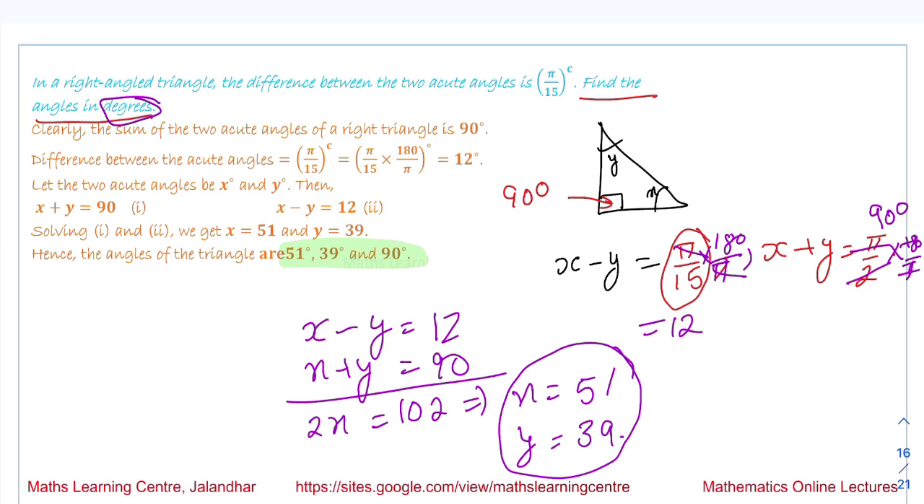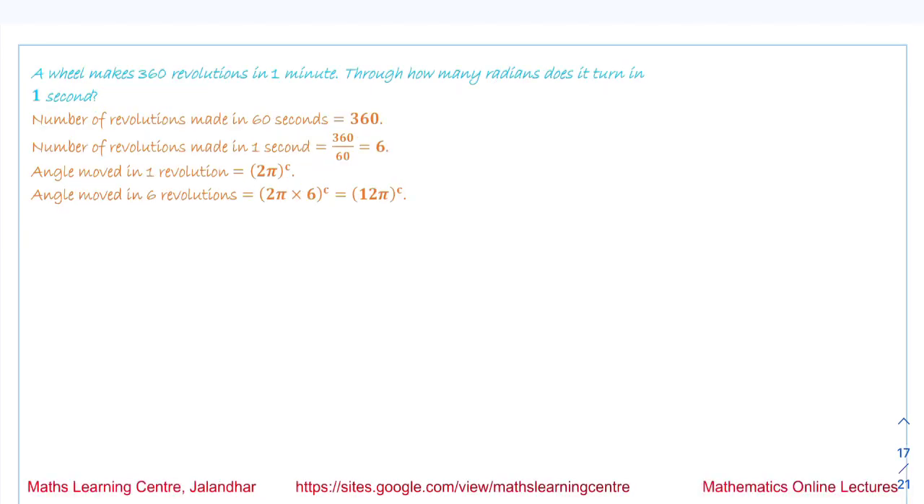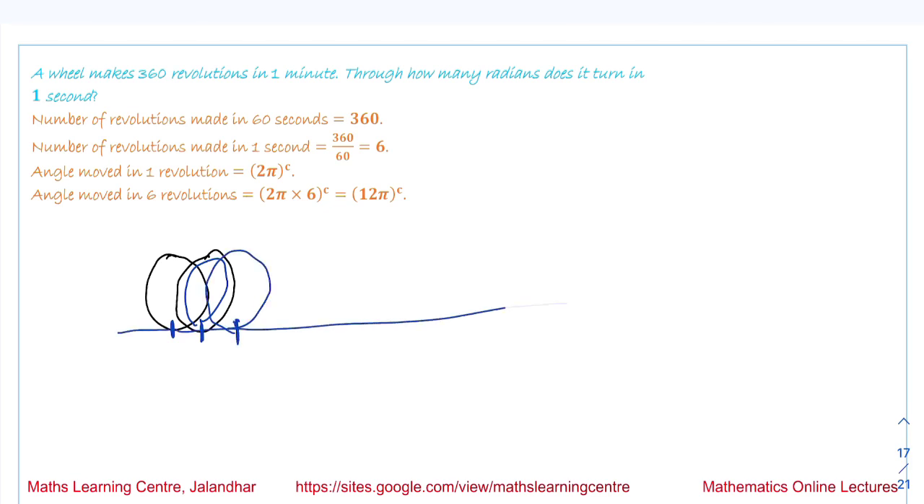Next is, a wheel makes 360 revolutions in 1 minute. We are talking about a wheel that is rotating like this. So this is the initial point we are talking about. It makes one complete rotation. This point again reaches this point, touches the ground over here, and in 1 minute it has made 360 rotations.